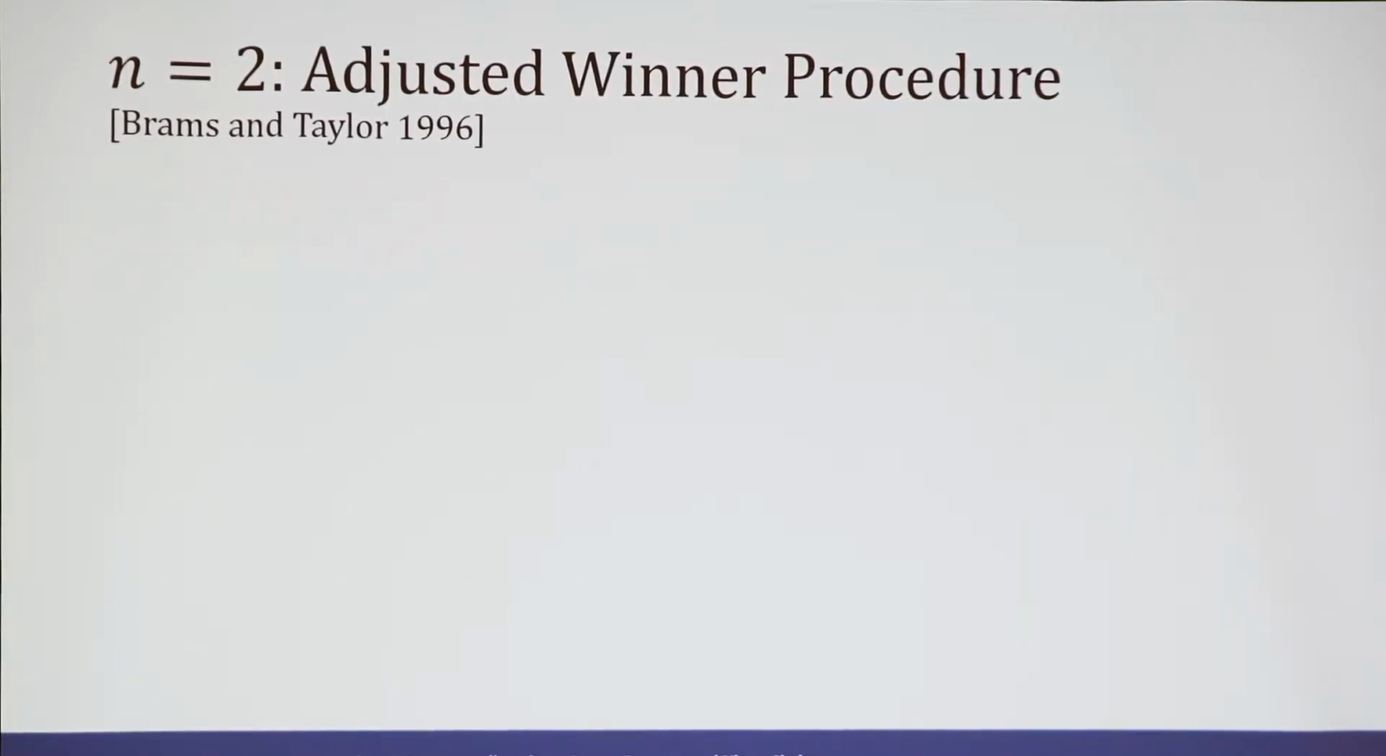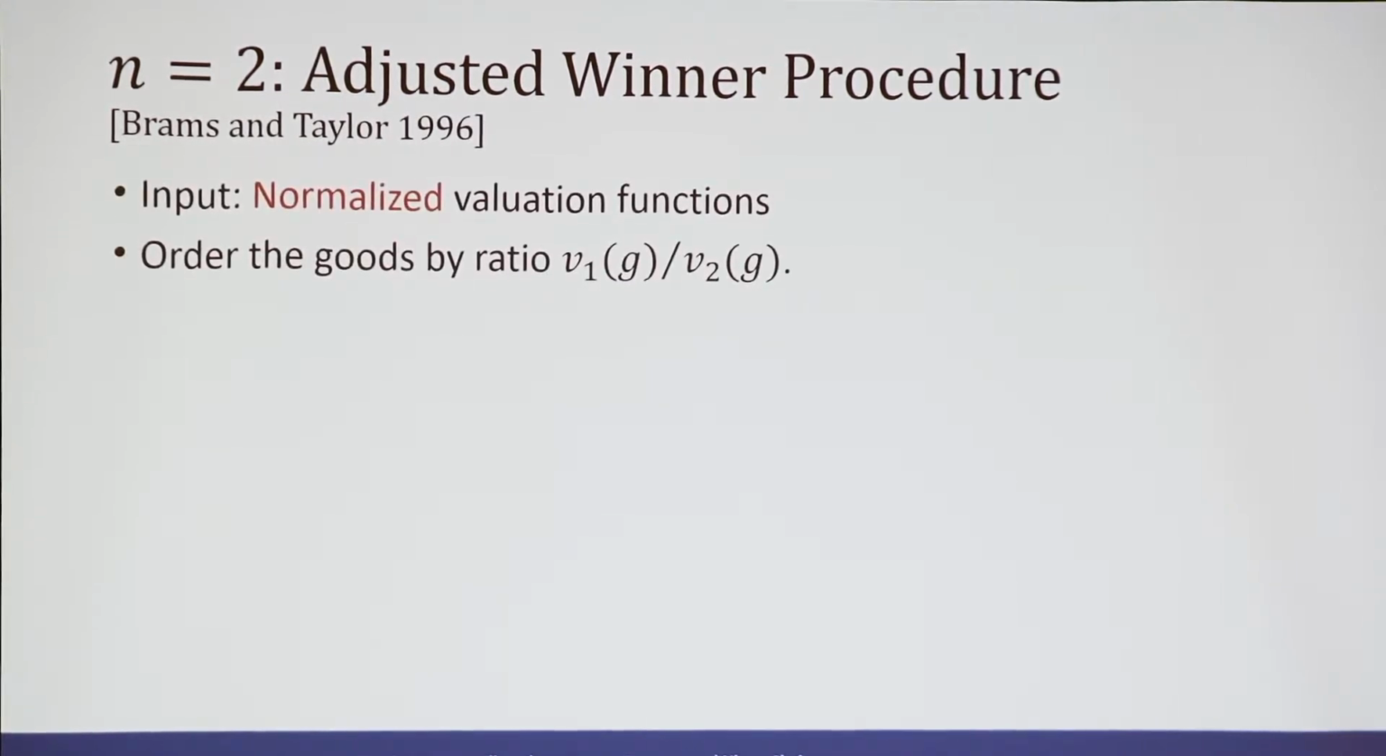Okay, so let's start with a super easy case, which is the case of n equals 2. There's a pretty well-known procedure called the adjusted winner procedure. Nisarg mentioned this a little earlier. It's by Brams and Taylor from 1996. What it does, it takes as input, and here we will require our valuation functions to be normalized, and it's going to order the goods by the ratio of how much agent 1 likes them to how much agent 2 likes them.